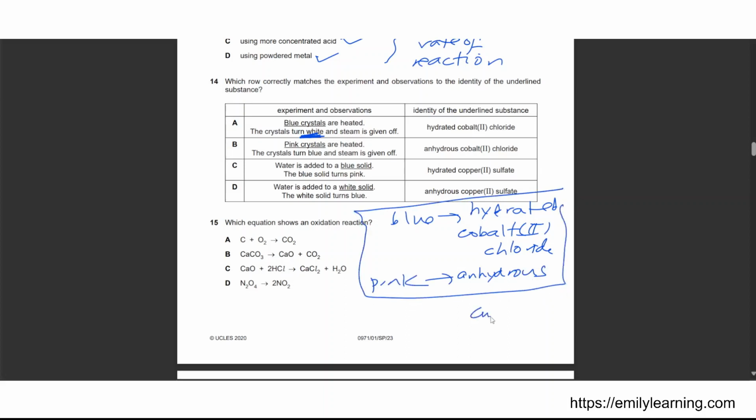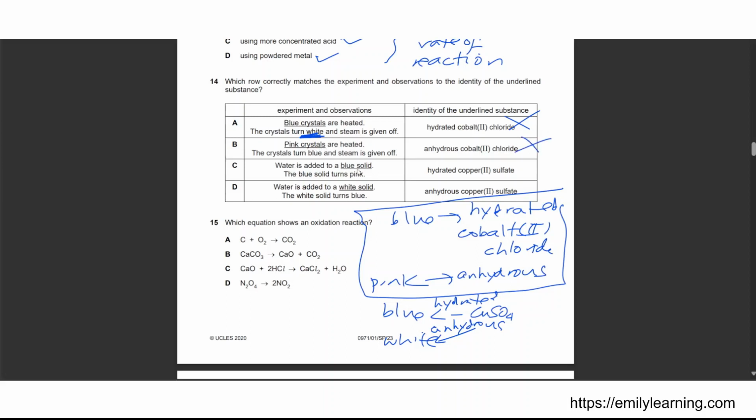If you have copper 2 sulfate, I'll write it as SO4. If it's hydrated, it is blue. If it's anhydrous, it is white. So if you have blue and white, probably we are looking at copper 2 sulfate. So A is wrong. Pink crystals are heated, turns blue, no, because you always start off with the hydrated one. So this one is out already.